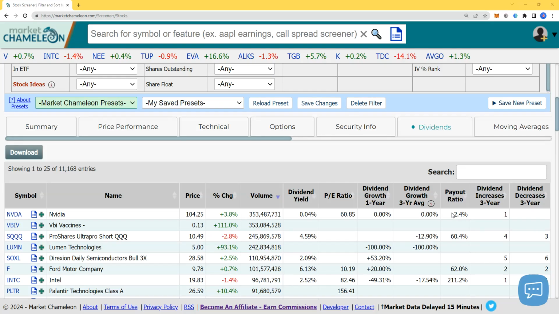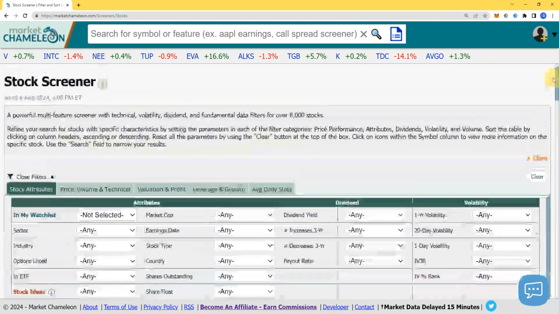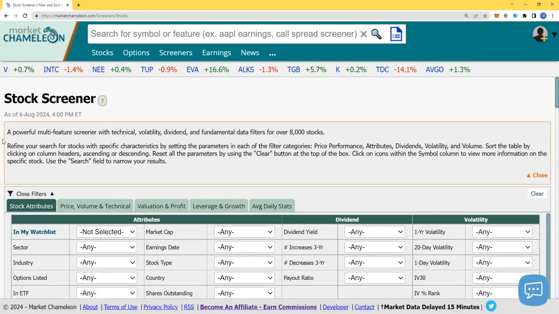How did Intel fall and cut its dividend? Could this have been prevented just by using the Market Chameleon dividend stock screener? That is what we're going to find out today. That's the answer to the question.